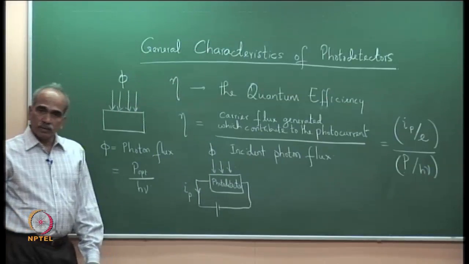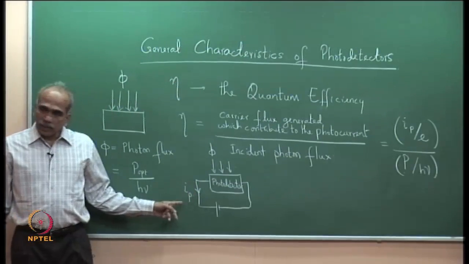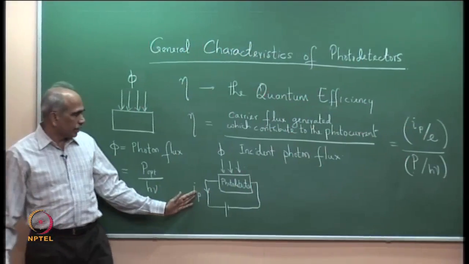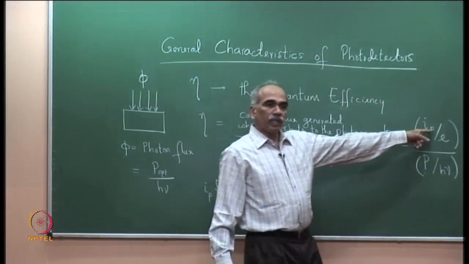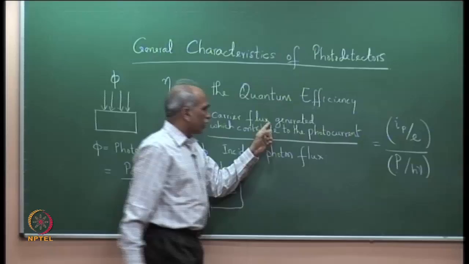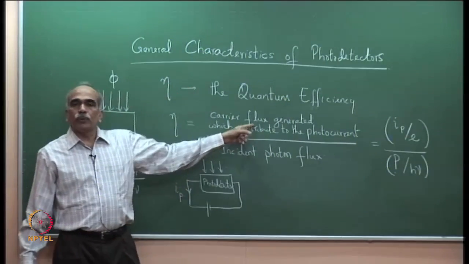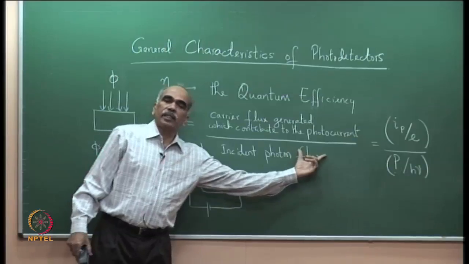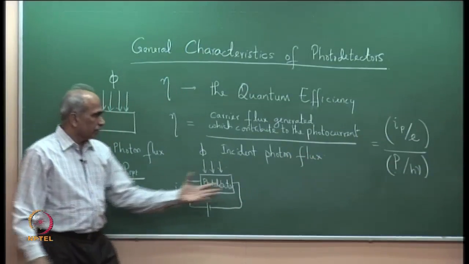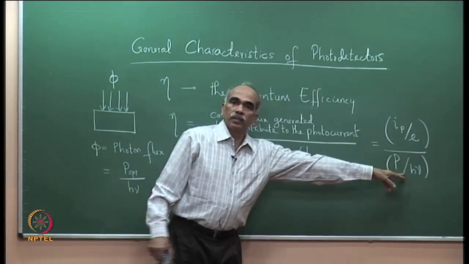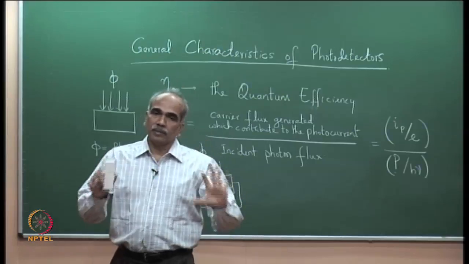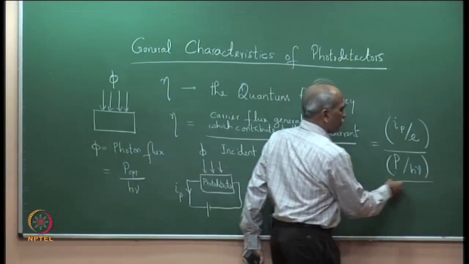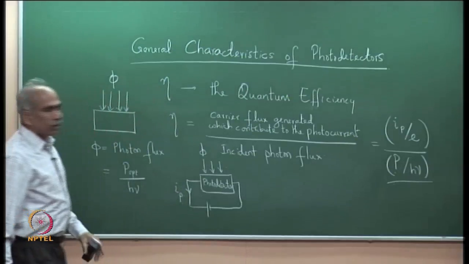which is incident. Then if IP is the measured current in the external circuit, then IP by e will give you the carrier flux generated that contribute to the photocurrent in the external circuit, divided by the incident photon flux. This is the incident photon flux. So, straightforward. If you keep the picture clear, you do not have to remember anything, things will be all right.